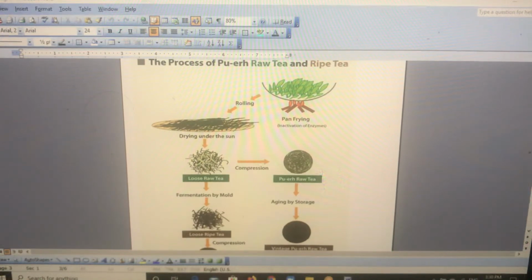Let's take this diagram first, and then we can discuss further, right? Look, students, this is called the process of tea, right?